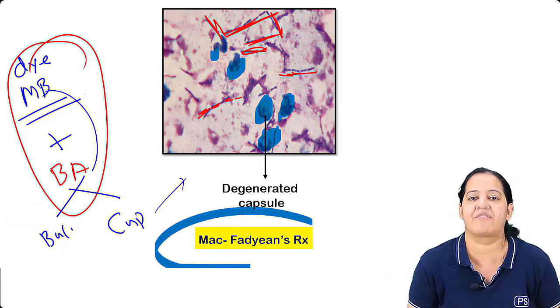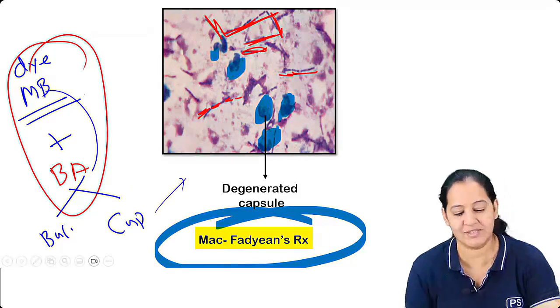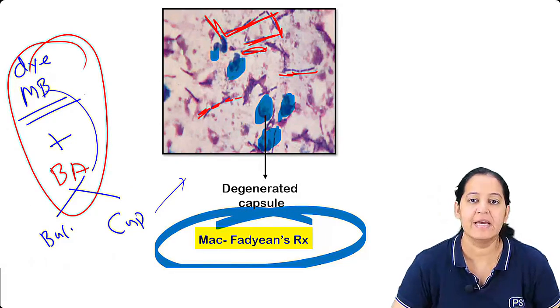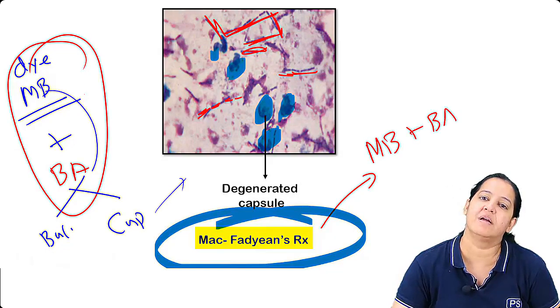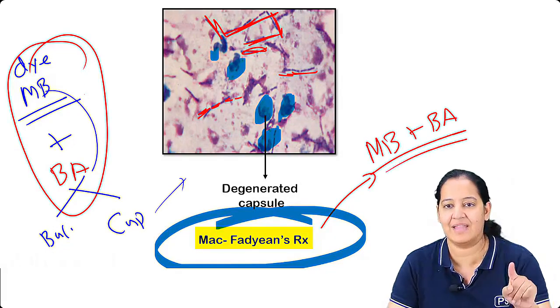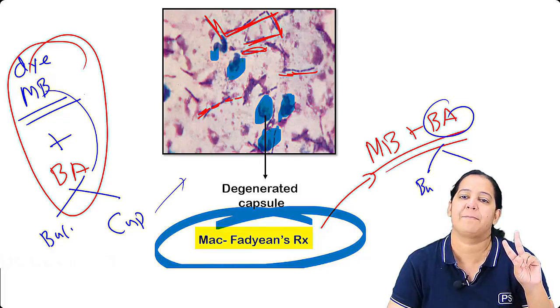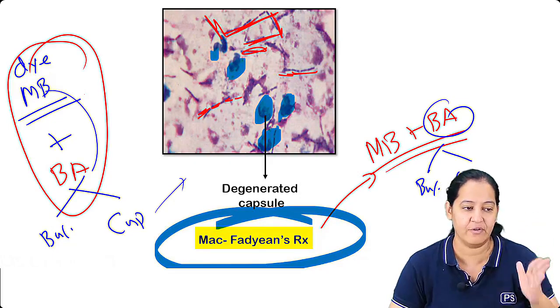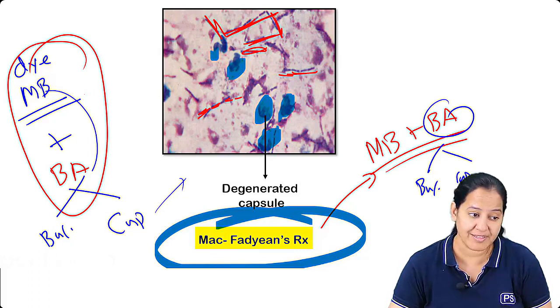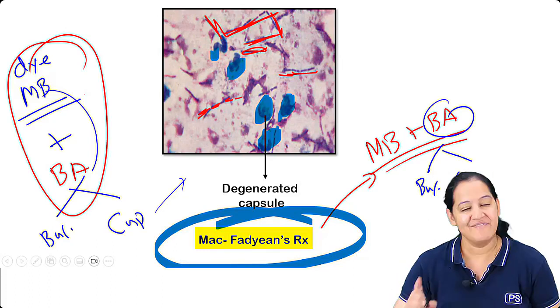It is known as McFadyean reaction. Say yes. So McFadyean reaction occurs when we mix methylene blue with Bacillus anthracis. When we mix the two, the bacteria and capsule get separated. The capsule forms the amorphous clump, and this is called McFadyean reaction. How many of you got it? Respond. Got it? Very important question.